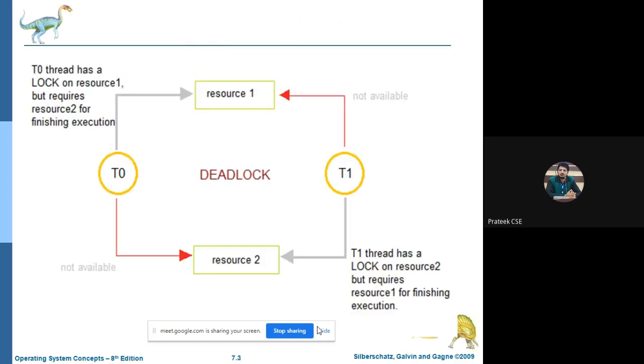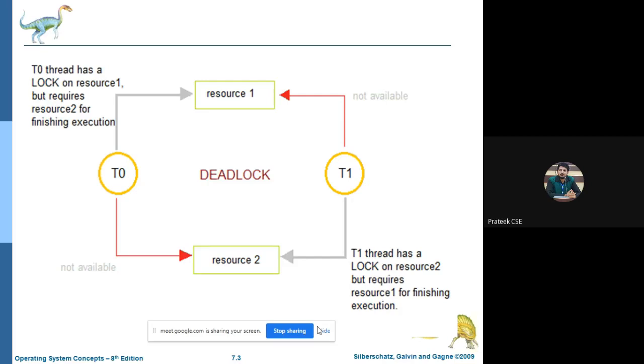This is the diagram which represents what a deadlock is. Clearly you can see we have two different threads here, T0 and T1, and two different resources, resource 1 and resource 2. Now you can see thread T0 is holding resource 1 and is waiting for resource 2.